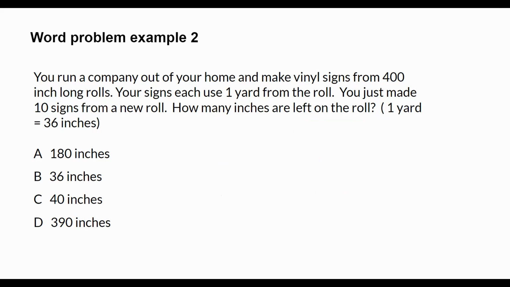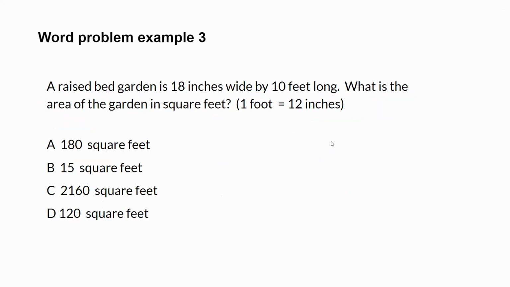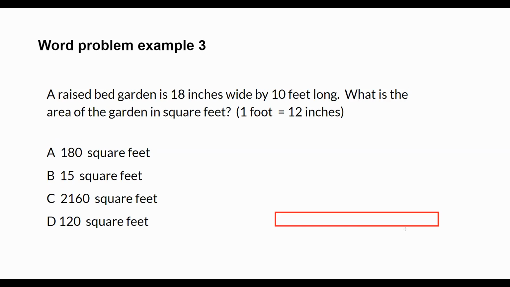Let's look at one more example. A raised bed garden is 18 inches wide by 10 feet long. Let me make a little diagram here. So we have kind of a long, narrow, raised bed garden, and this is 18 inches, and this is 10 feet. Now, we know that the formula for the area of a rectangle is pretty simple. It's width times length, but we can't multiply inches times feet. That will give us a meaningless number.